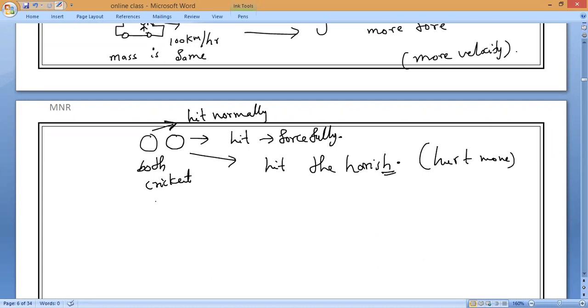Of course, the mass is the same. Both are the same cricket balls, so the mass is the same. But how will the second ball hurt more? Because its speed, what is it? Velocity is high. Yes, velocity is high. So high velocity means the hurting is also more painful.